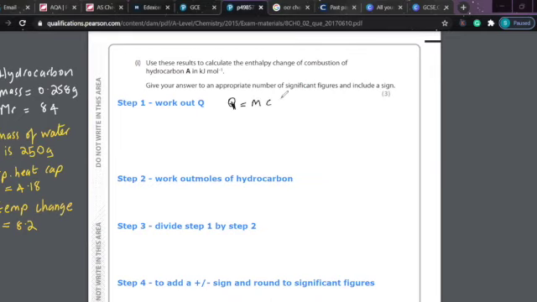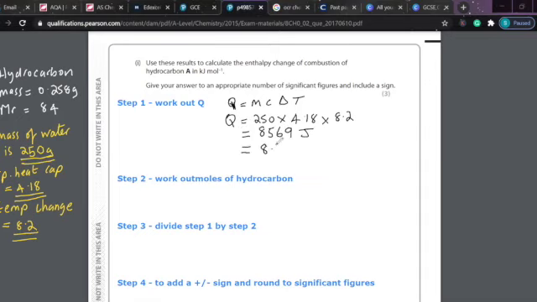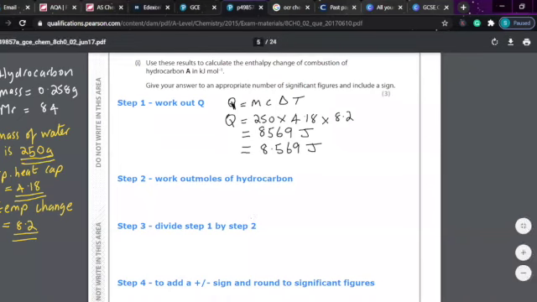Q equals, now I've done all the numbers already. Q equals mass, which are all the numbers in yellow at the side, 250, 4.18, 8.2. So Q equals those 3 numbers multiplied together, and that gives me the answer in joules. Once you type those numbers into the calculator, I get 8569 joules, divide it by 1,000, so I get 8.569 kilojoules.